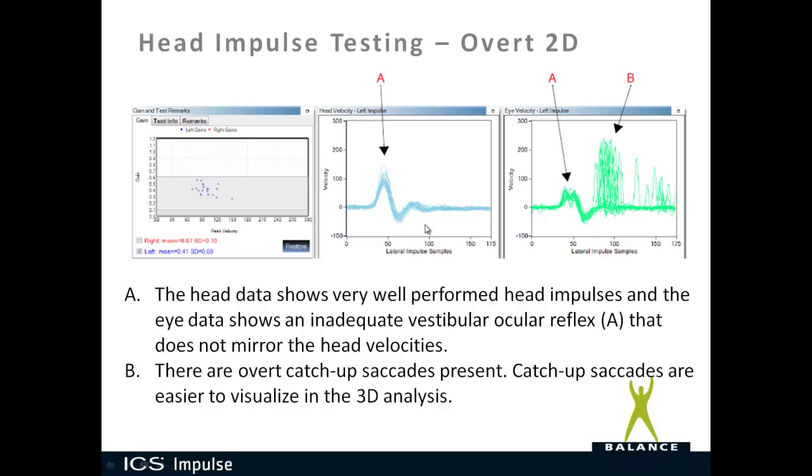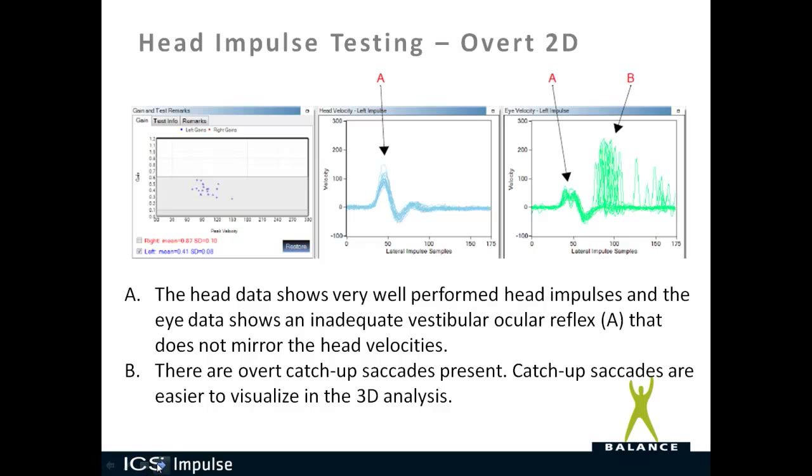Here you have the left head impulse, and then the green is the eye. So if you look at the comparison of head movement to eye movement, you can see the eye movement is reduced, is smaller than the head movement. And then you see these catch-up saccades. So what's happening is the eye is actually moving with the head and then jumping back to the fixation dot.